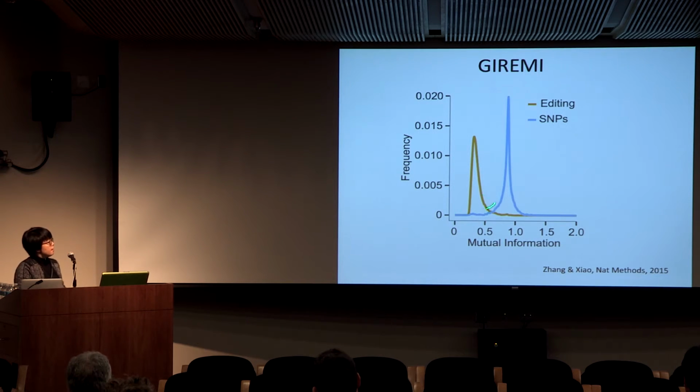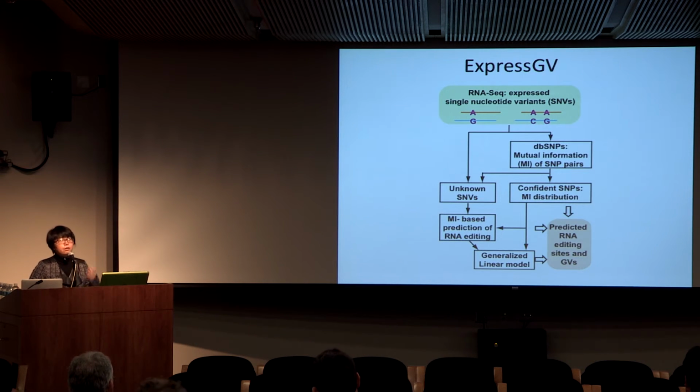And this is the test where we calculate the mutual information between a pair of editing sites in the reads and a pair of SNPs in the reads. And you can see that the 2 distributions separate quite well. And so GRAMI uses this idea as the first step to actually segregate editing sites and SNPs, and then it integrates machine learning methods to actually train a model to predict editing sites.